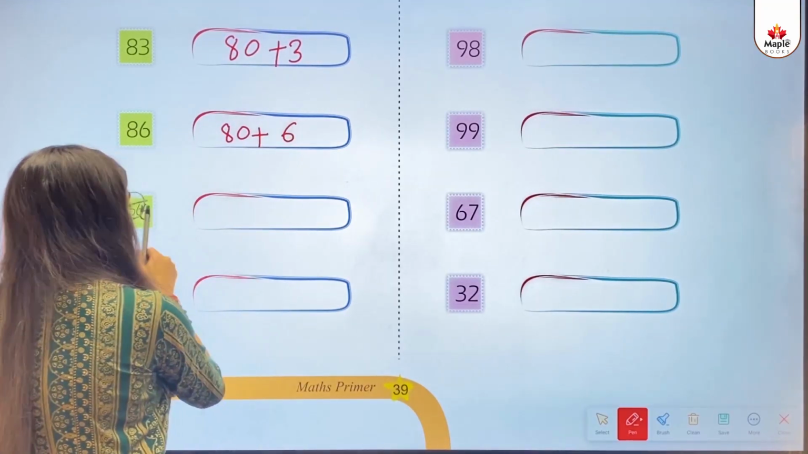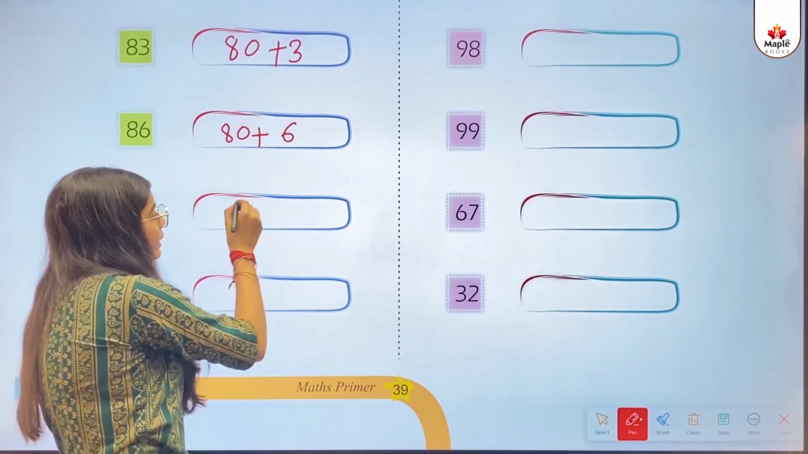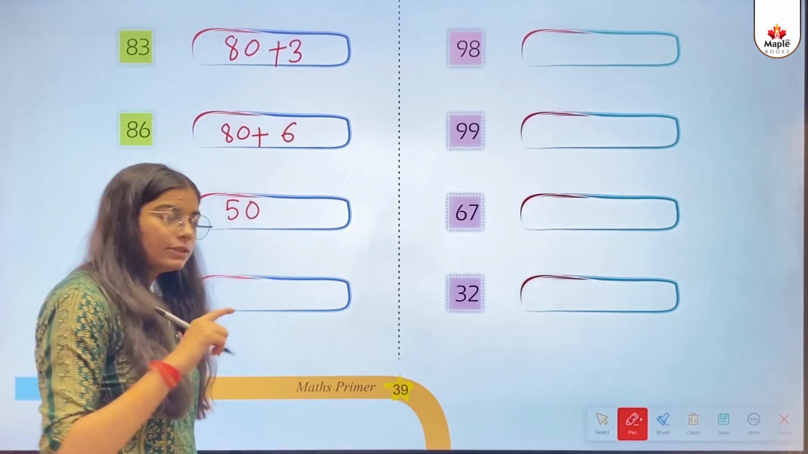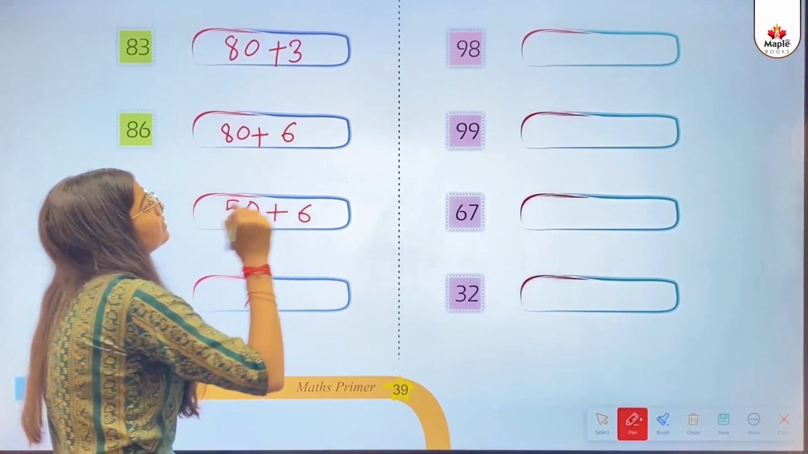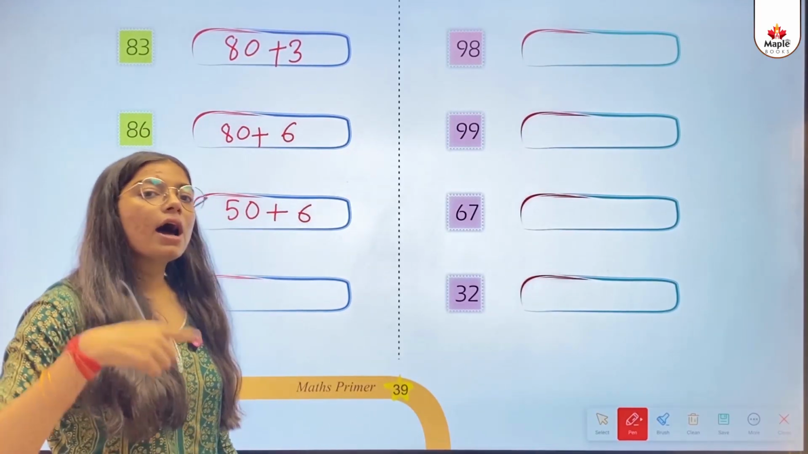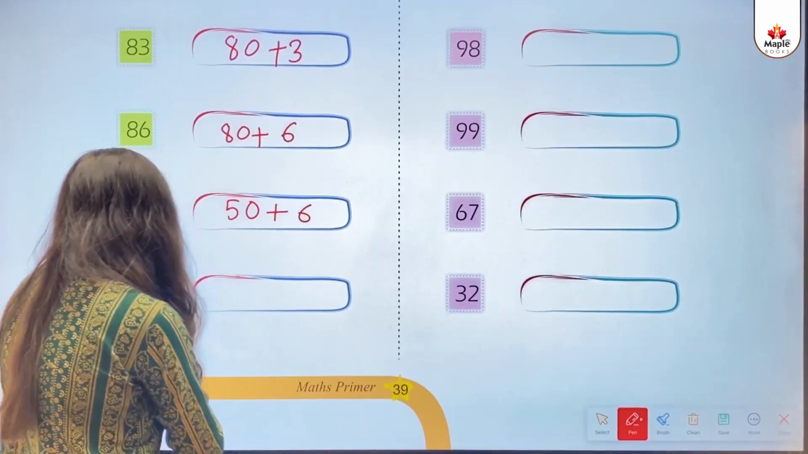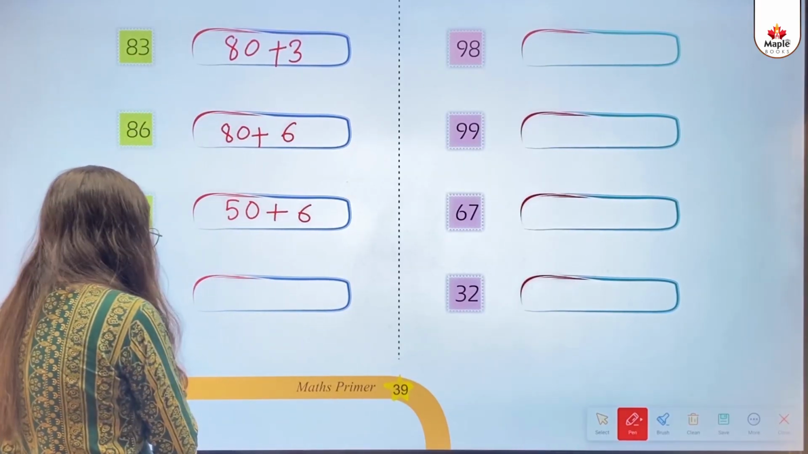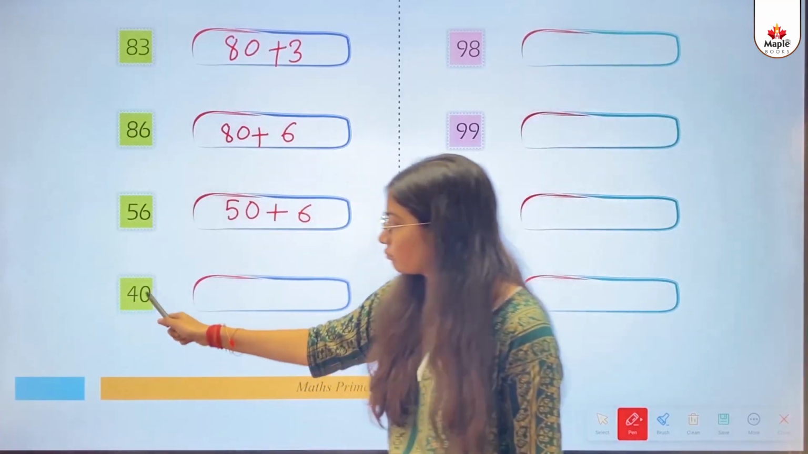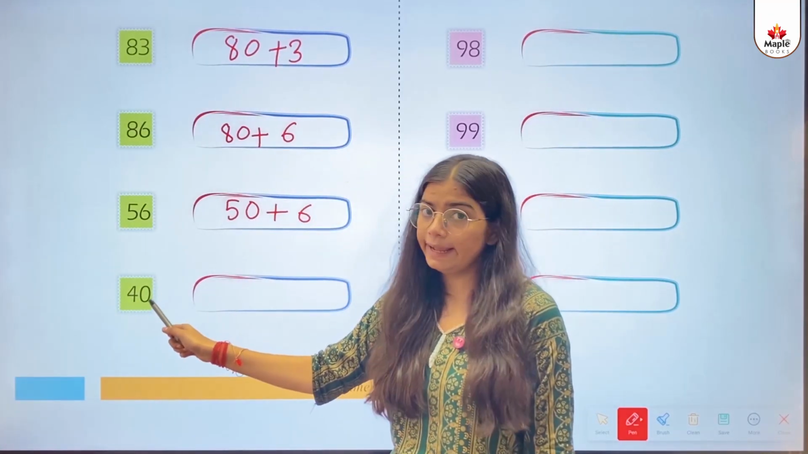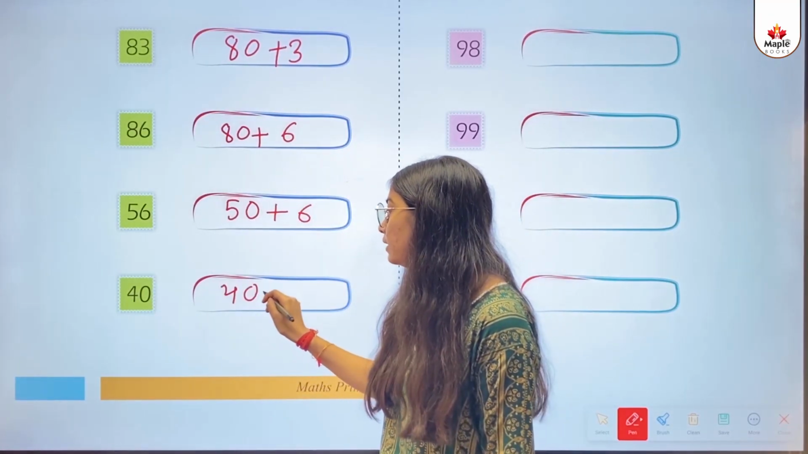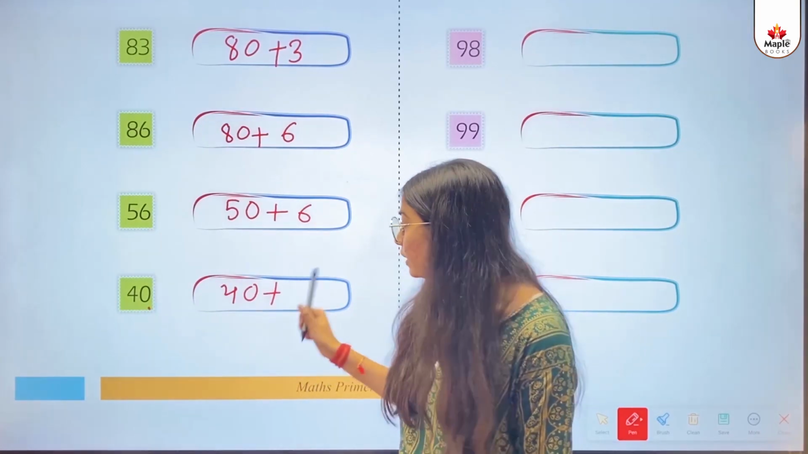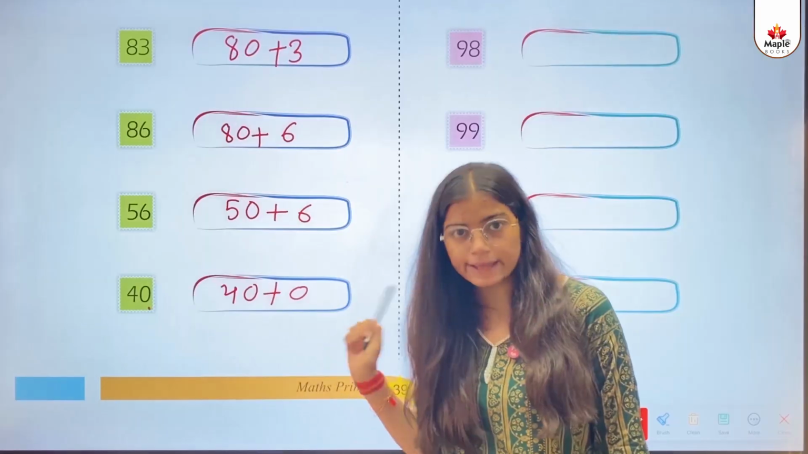Then 56. So we will write 50 as 5 is on the tens place, plus 6 as 6 is on the ones place. Then 40. Similar to the 21, you can see 4 is on the tens place. So we will write 40 here. Then what is on the ones place? 0. So we will write 0 here. This is the expanded form. Clear?